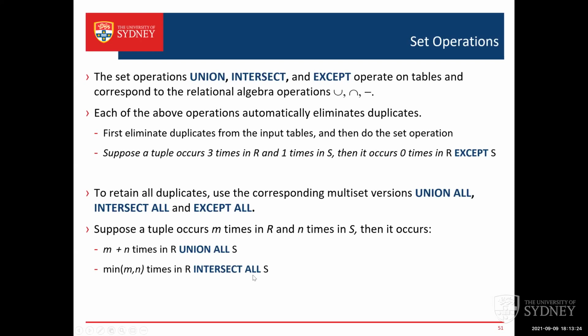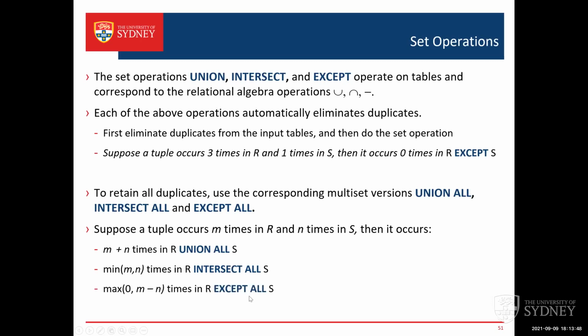If we do intersect all, then it will be the minimum of m and n, right? So if you have a tuple 3 times in R and 1 time in S, and you are performing R intersect all S, then it will come 1 time, because it is at least 1 time in both the tables, right? So that's what intersect is.